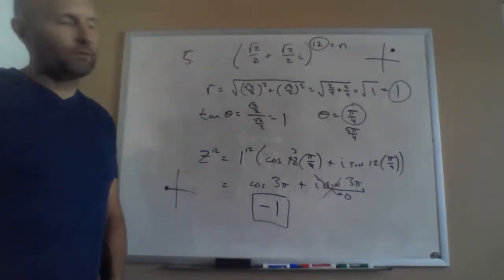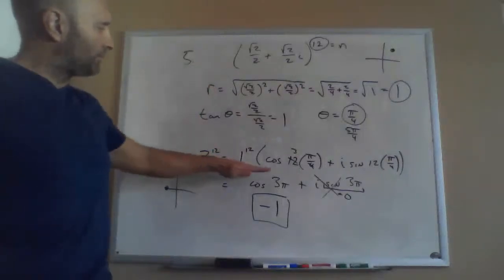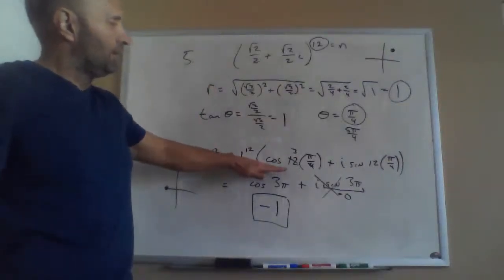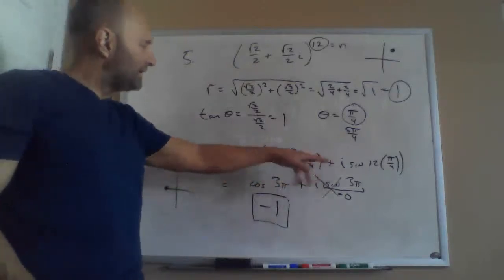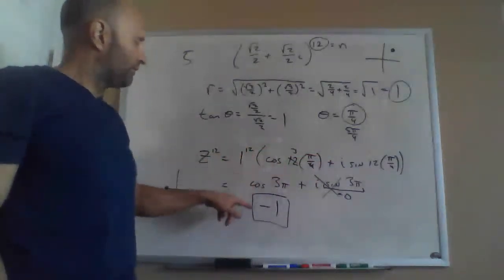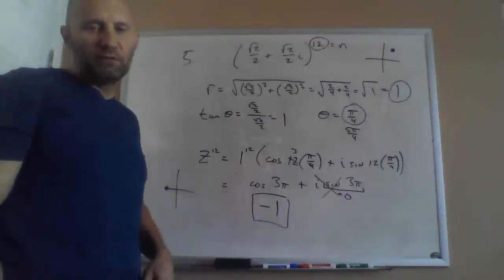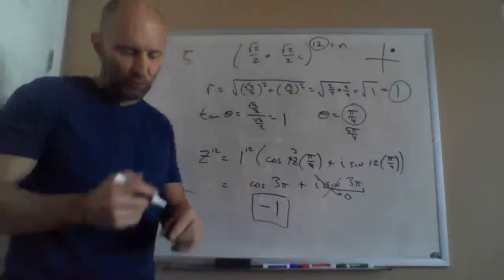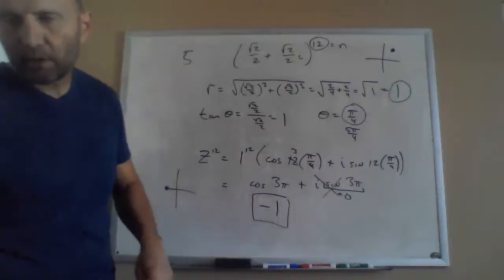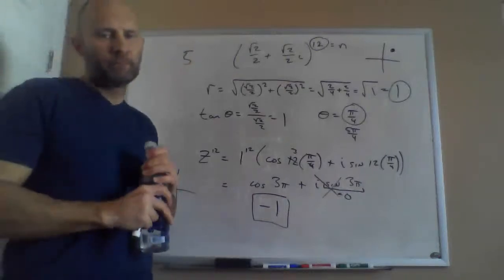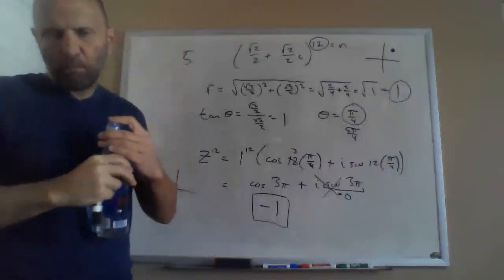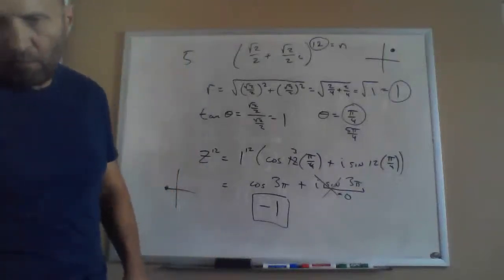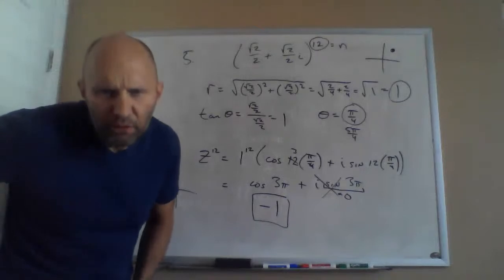So does that make sense? So we used De Moivre's theorem to get to here. The problem states put your answer in A plus BI form. So we need to get rid of all the pi's and all the trig functions. And it just leaves us with -1. Okay, question. So hold on here for a second. Can you go over that one more time?